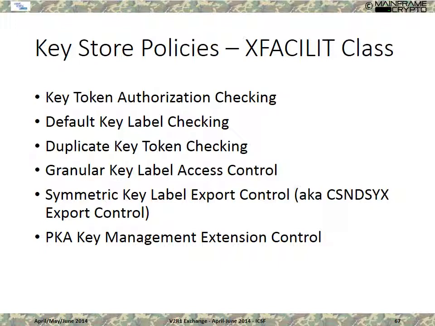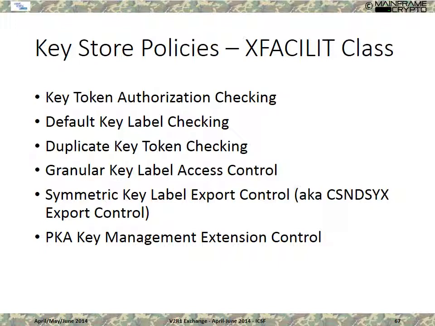Key token or default key label checking says if you pass a key identifier, remember we talked about key identifier, you can point to the label or you can point to the token. Default key label checking says if somebody passes in an API the token instead of the key label, well, it doesn't have the label, so it can't check for RACF authority to use that key. But when you turn on default key label checking, ICSF says, there's no label associated with this key. I'm going to use a generic label and go look for a RACF profile to see if they can use that key material.